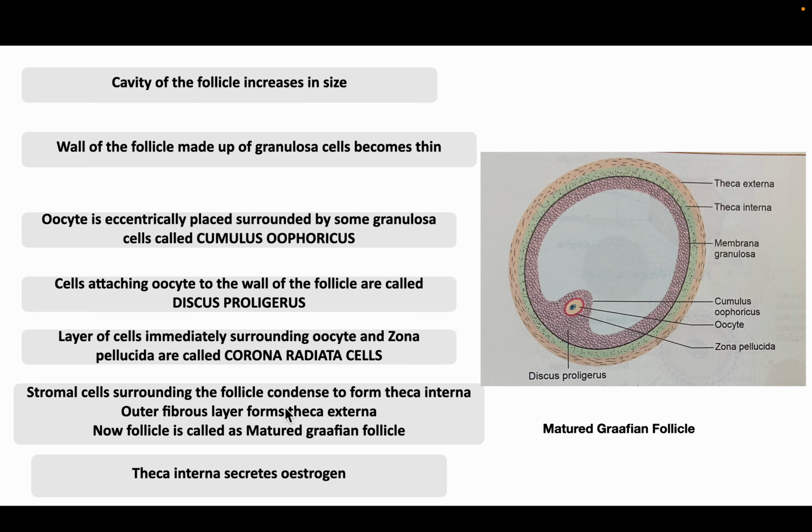So stromal cells surrounding the follicle condense. The rest of the stromal cells which are present over here are condensed to form the theca interna. The outer fibrous layer is the theca externa. Now the follicle is called a matured Graafian follicle, and the theca interna secretes the estrogen.